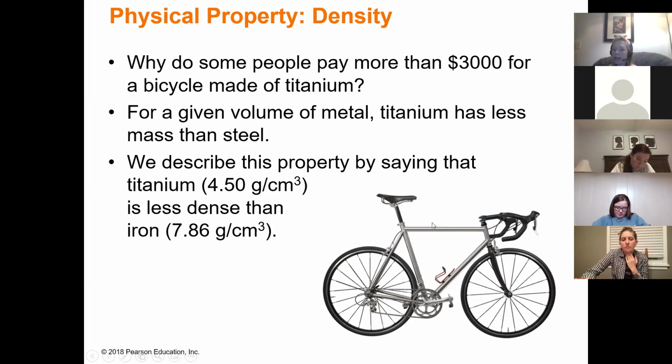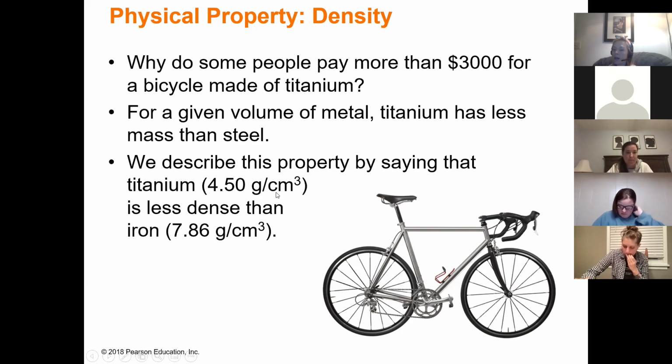A traditional iron bicycle, like an old steel frame, has a density of about 7.86 grams per centimeter cubed. So 7.86 grams fit into a centimeter cubed, versus a titanium bike, which is 4.50 grams per centimeter cubed, less mass in the same volume.